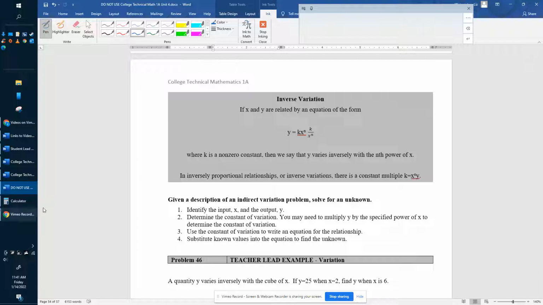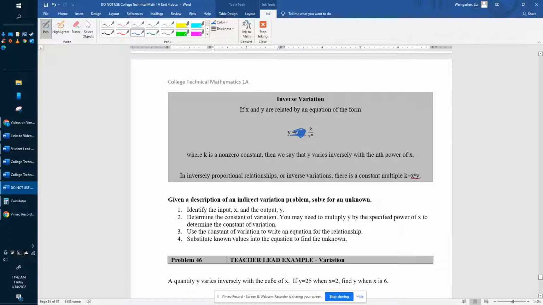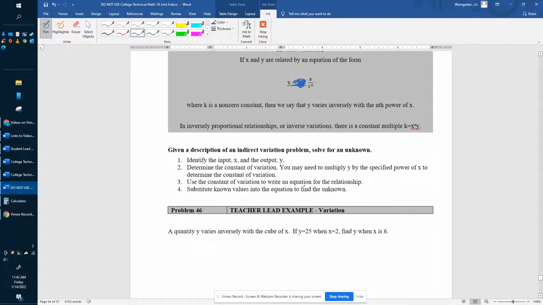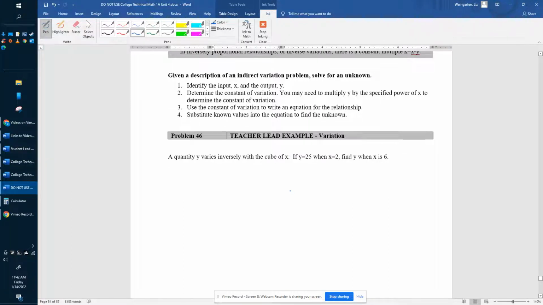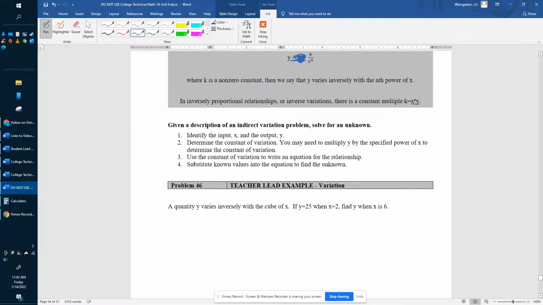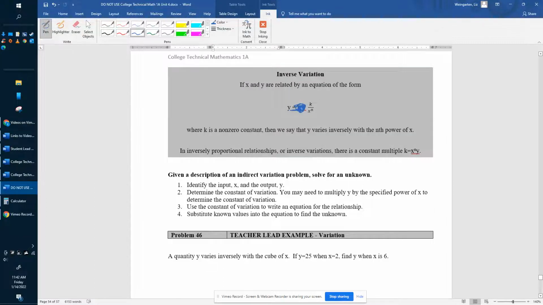So in this relationship, you can ignore this. That somehow got copied over and shouldn't have. y equals our constant of proportionality divided by x to the n. So let's look at these problems. These problems are going to be very similar to direct proportion or direct variation, except we're going to be using this formula instead.